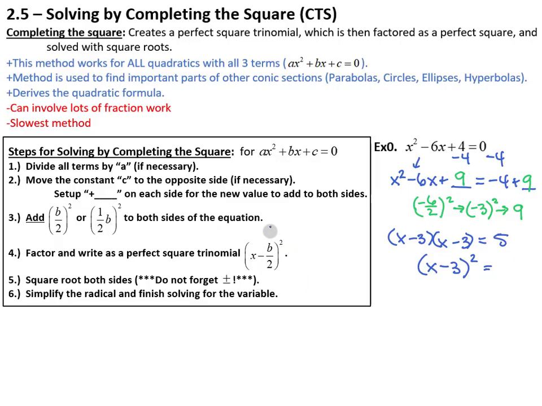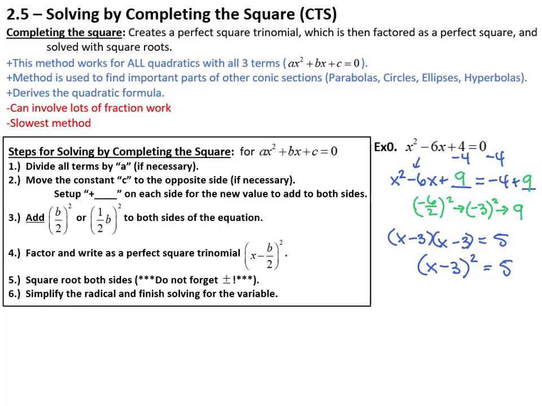And this is giving us a little bit of a hint that it always ends up being x plus or minus whatever half of b was, quantity squared. So in other words, when we did half of negative 6 and got negative 3, that's the value that ends up in our perfect square. So this thing equals 5.